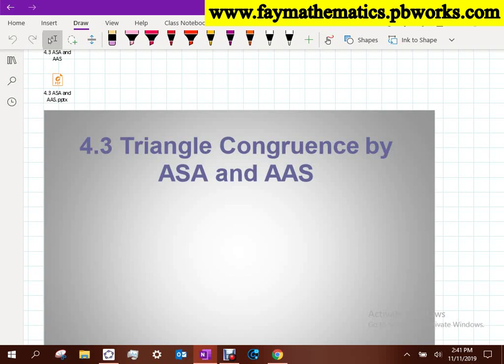The other one, what are the only ordering of parts that we haven't used yet? We use side, angle, side. We use 3 letters of S, 2 letters of S, 1 letter of S. So that's 0 A's, 1 A, 2 A's, 3 A's. I use all 3 A's. Angle, angle, angle. That does not guarantee congruency.